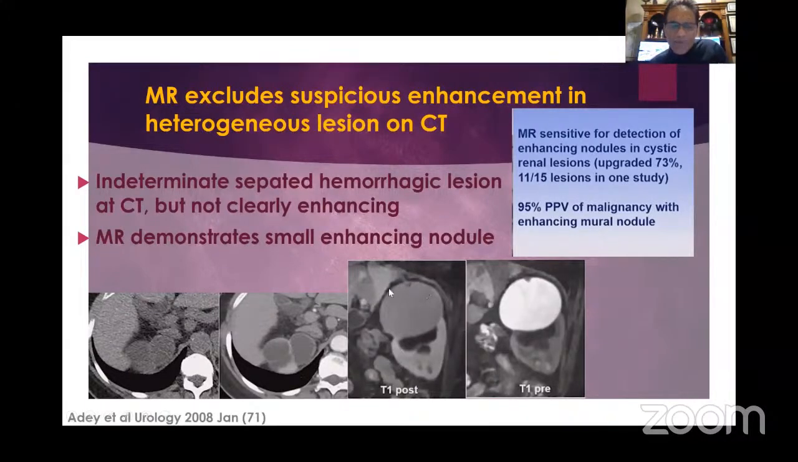On MRI, we can see this portion of the cyst has dense hemorrhage. The other portion of the cyst did not have any hemorrhage, and has an enhancing nodule, which was diagnostic of early cystic renal cell carcinoma in this patient. So MR is sensitive for detection of enhancing nodules in cystic renal lesions. It upgraded 73% of patients in this study. It had 95% positive predictive value for malignancy with enhancing mural nodules.